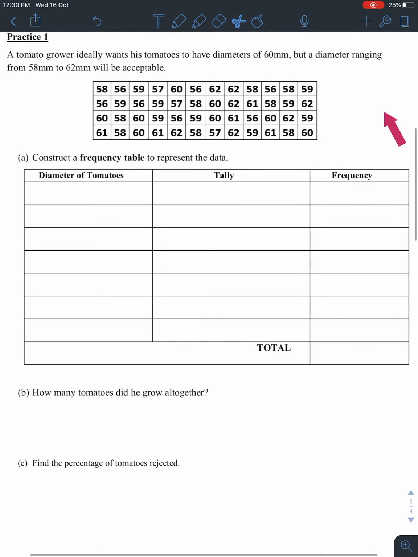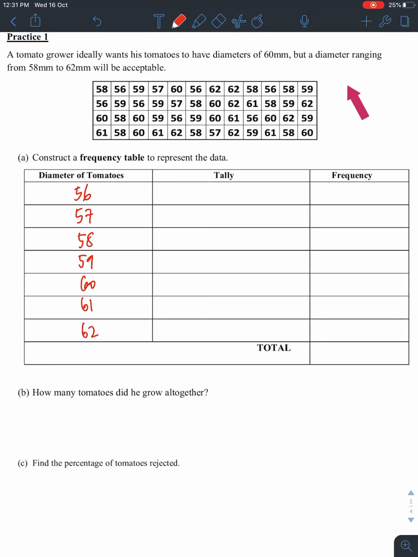Okay, so one way I would suggest is for you to go through each row in the given table carefully, right, and cancel out each number after you have considered it. So what do I mean? Okay, first of all, if you were to analyze this table, I would like you to just write down what are the possible diameters of the tomatoes. Right, if you were to go through them carefully, you should be able to tell me 56 to 62, right? So 56, 57, 58, 59, 60, 61, 62.